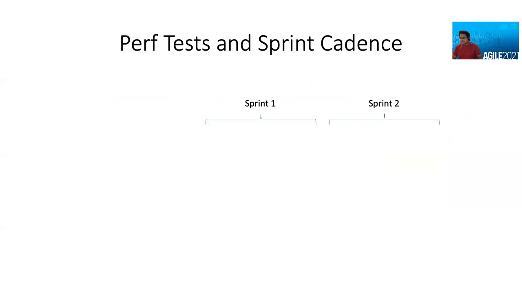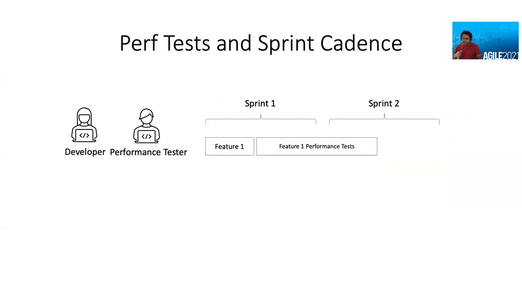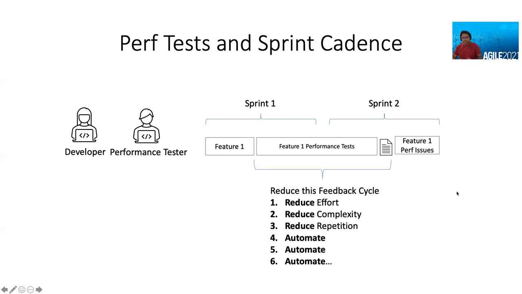The first thing is to come to terms with what is the reality, right? Which is if the performance tester and the developer collaborate, once the feature is done, they do the performance testing together, identify the issues, and then fix them. Now that takes two sprints, and this is a best case scenario. Now, assuming we are able to fix the issues in the very first iteration that we identify them, right? Now that's how long the duration of the performance test is affecting how long the feature gets to completion. So what do we do? We have to reduce this feedback cycle. We reduce effort, we reduce complexity, and we reduce repetition. And you automate all the way to resolve this problem.